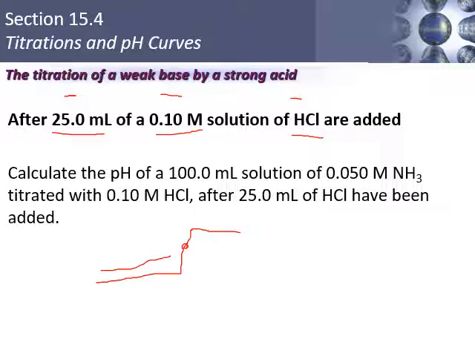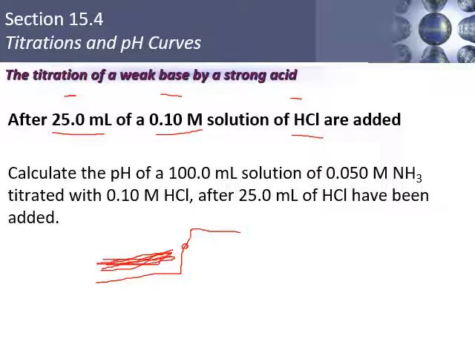So when we're in this range between the start point and the equivalence point, then we can use the HH equation if we want to. Or we can do it the other way that we've been doing it, which would mean that we would figure out what the concentration is of the NH3 and the NH4 plus, and to be honest with you, it winds up being the same thing. It's just a different way of approaching it.